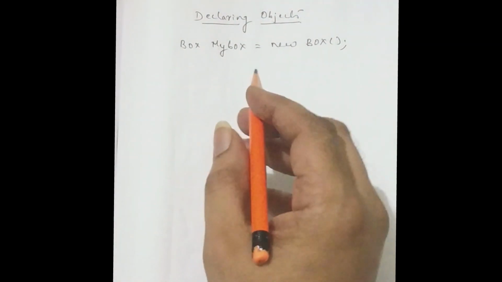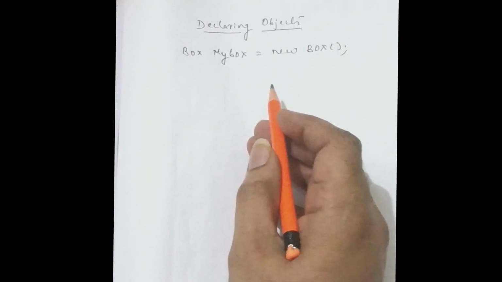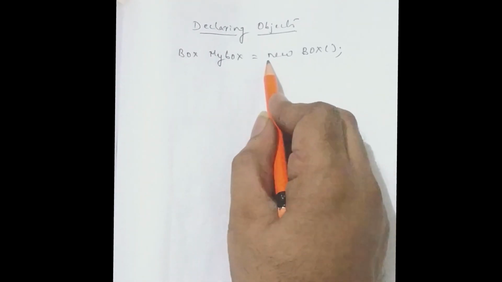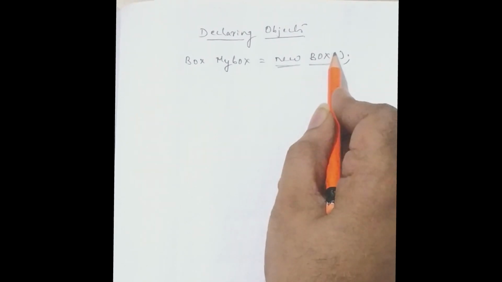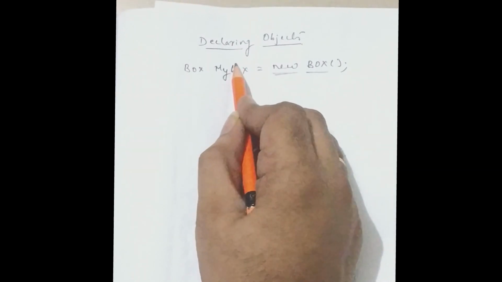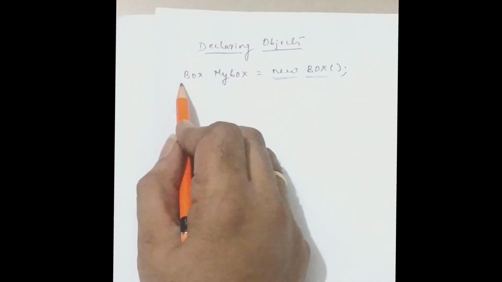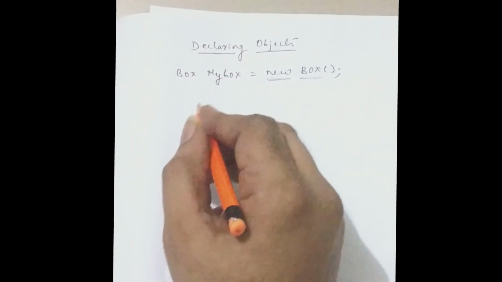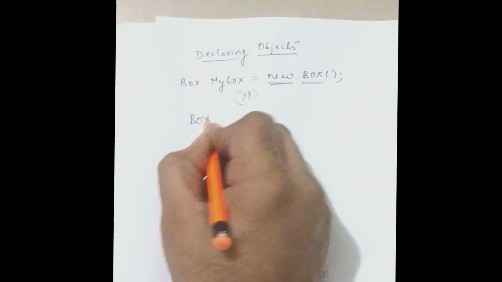Declaring objects. Just now we have seen how to declare an object of a class called Box. Whenever you want to declare an object of a class, we use a keyword called new, followed by the name of the class, then followed by the parentheses, and this entire object you store in a variable called myBox. The type of the variable is the name of the class.